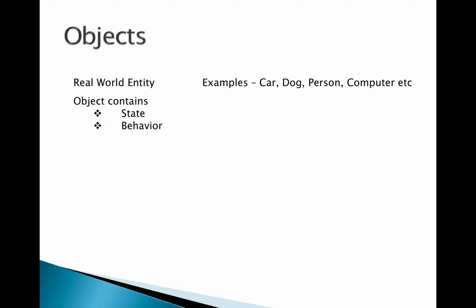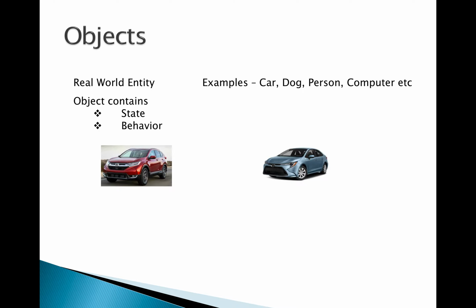Objects basically contain two things: one is a state and the other is a behavior. Let's take two examples here. We are seeing two objects. One is a Honda CRV car, the other one is a Toyota Corolla.